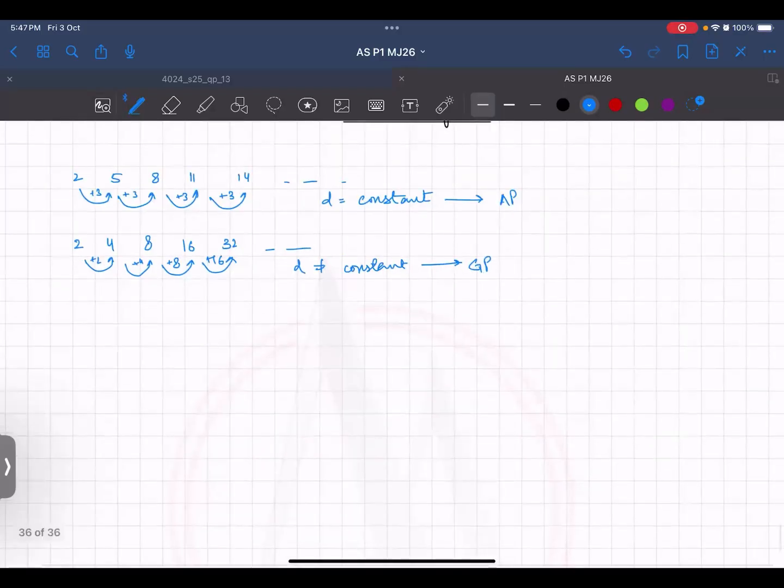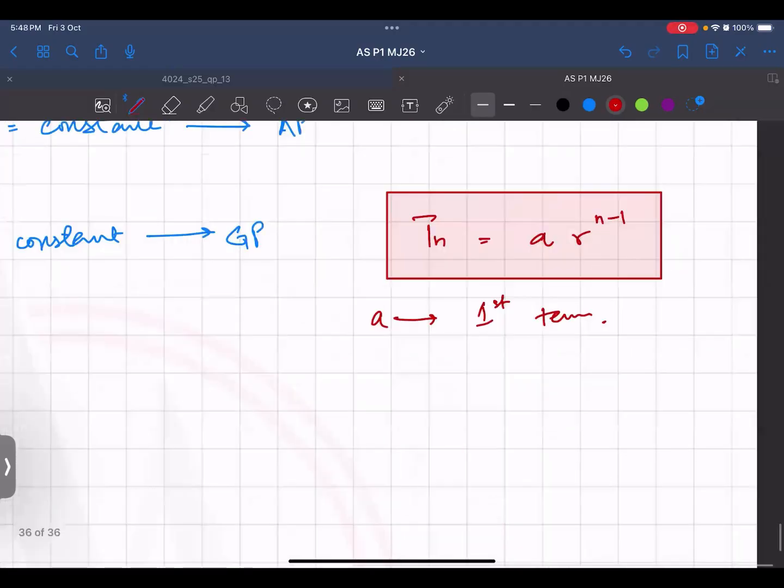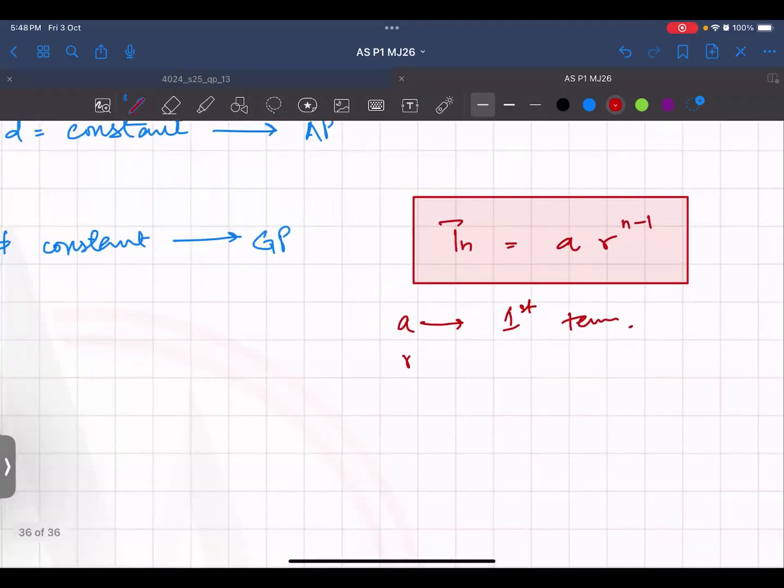Now we know that it is a GP. So the GP has two things over here. First of all, the TN formula for GP is A R to the power n minus 1, where A is again the first term. In this case, we have 2, so A is 2. Then your R. R is called the common ratio.